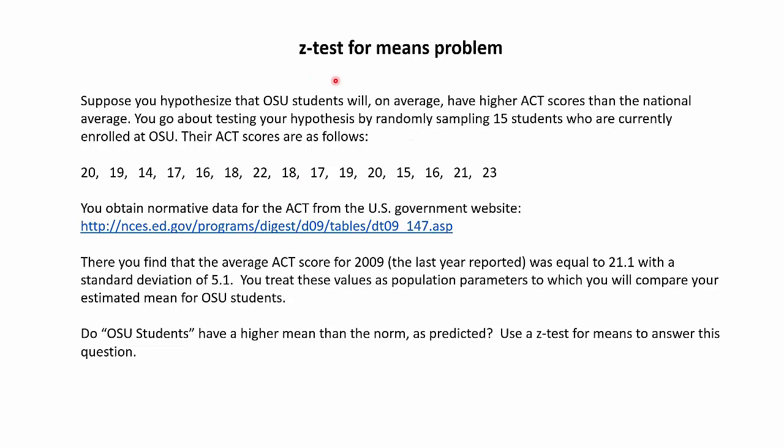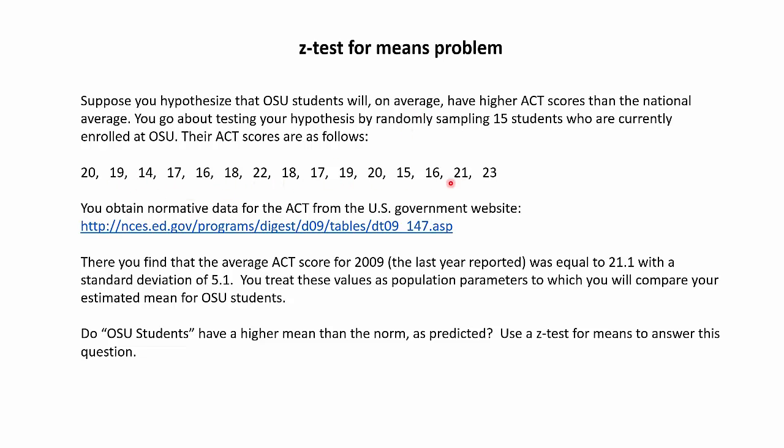This problem is also posted on the website. You don't need to copy this PowerPoint slide down. The next slides, though, you'll need to copy. So as we can see, the problem here is, suppose you hypothesize that OSU students will, on average, have higher ACT scores than the national average. Now you go about testing your hypothesis by randomly sampling 15 students who are currently enrolled at OSU, and their ACT scores are as follows.